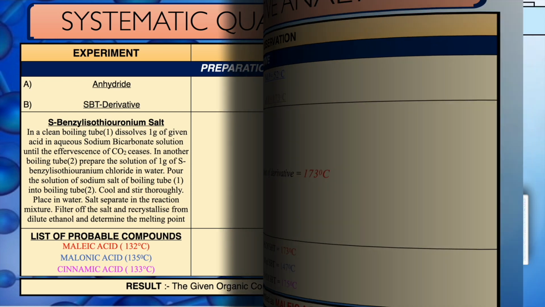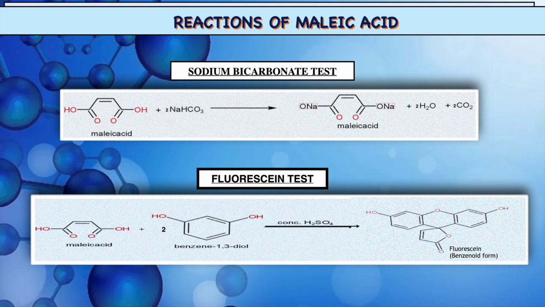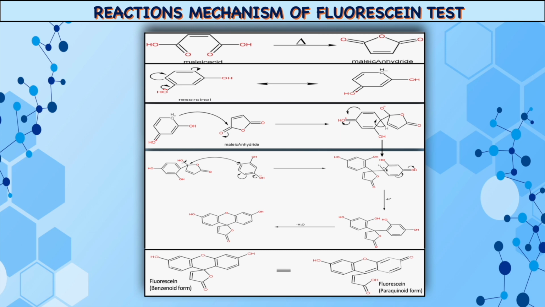Here are some reactions involved in the chemistry of maleic acid. First one is the sodium bicarbonate test, where there is an evolution of CO2 gas along with the formation of the sodium salt of maleic acid. The third one is the fluorescein test, whereby we get a green fluorescence due to the paraquinoid form. And here is the mechanism involved in the fluorescein test. The paraquinoid form is responsible for the green fluorescence due to extended conjugation.